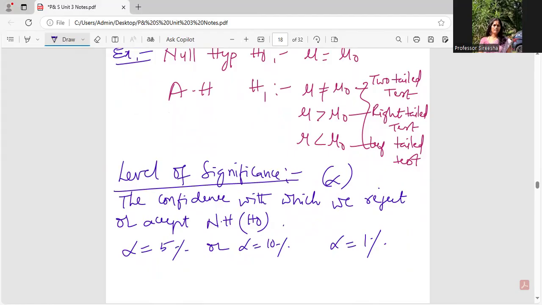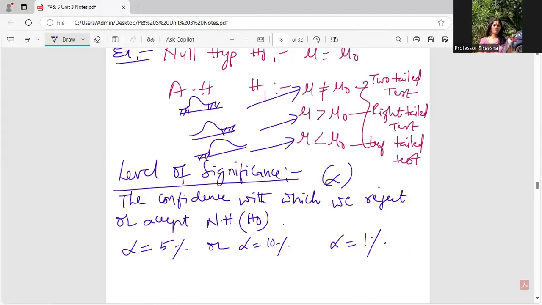Don't worry. Now, coming to the two-tailed test, how does the graph look? I will just show. It looks something like this. The right-tailed graph looks something like this. The left-tailed graph looks something like this. Don't worry, I'll explain it in a much easier version. Let's see about the errors that are there in sampling.